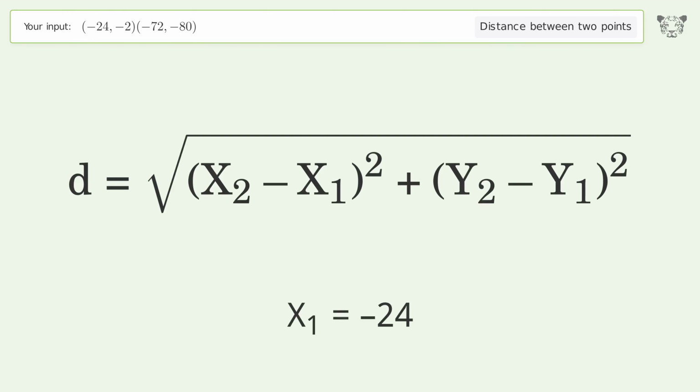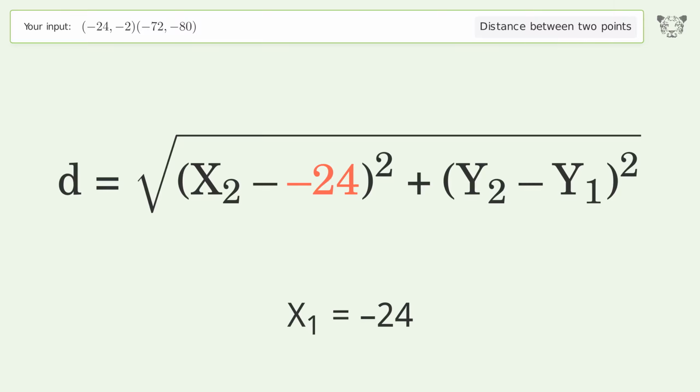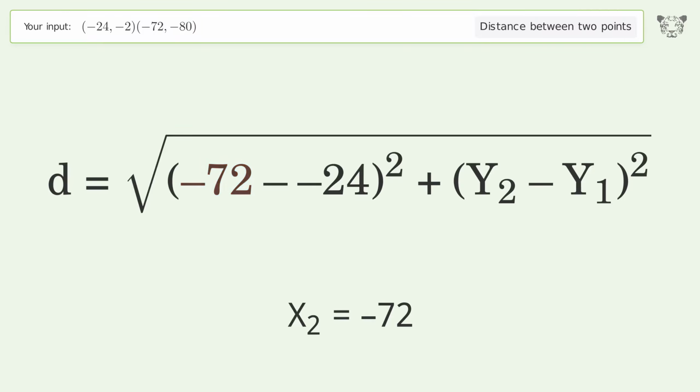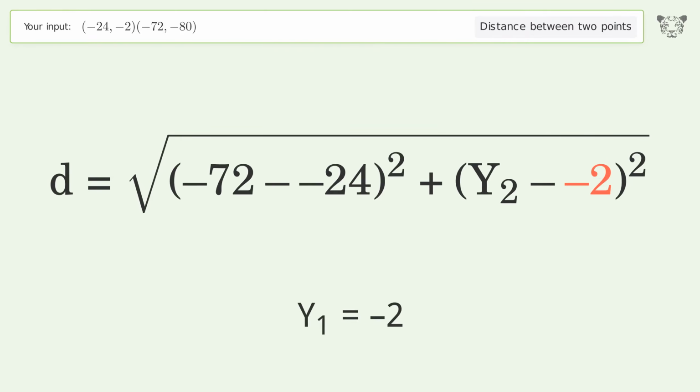x1 equals -24. x2 equals -72. y1 equals -2. y2 equals -80.